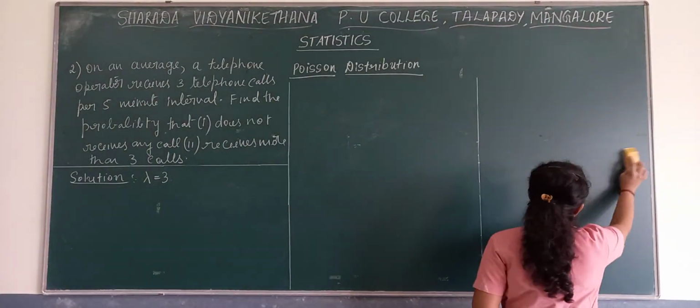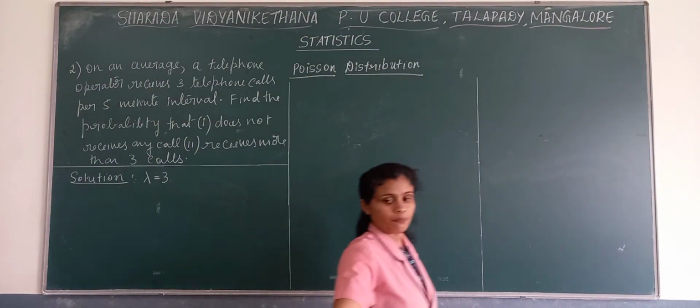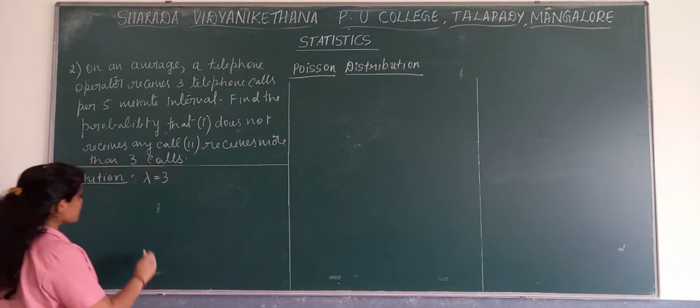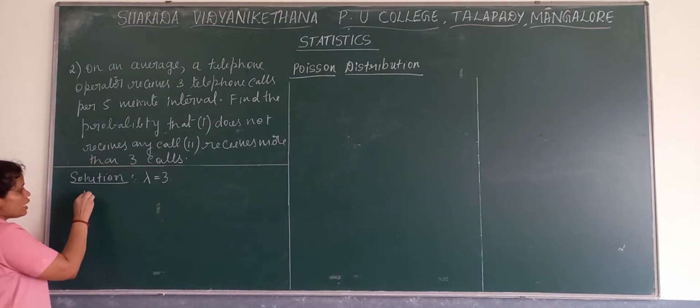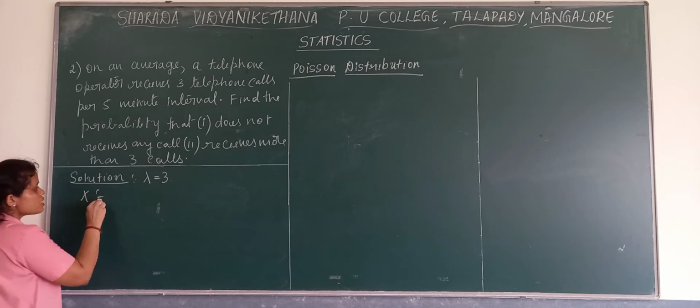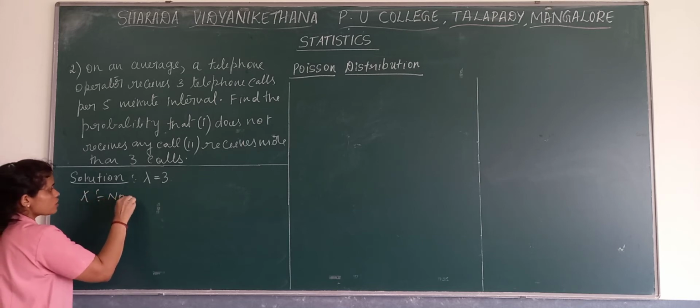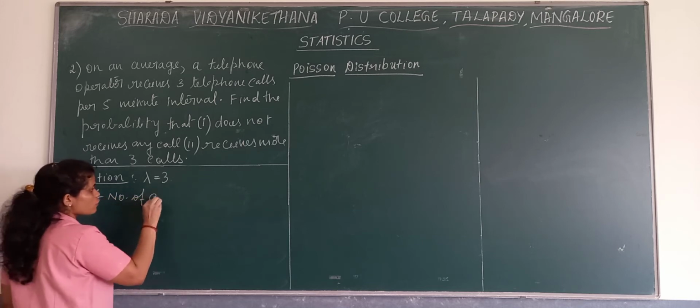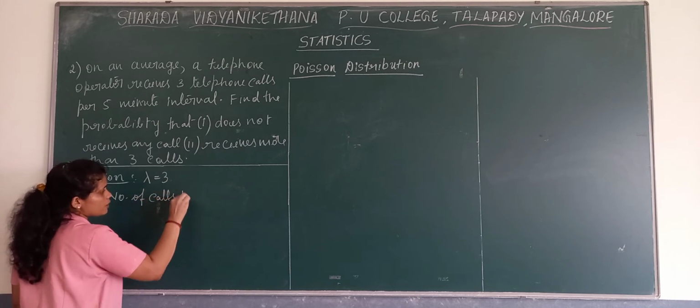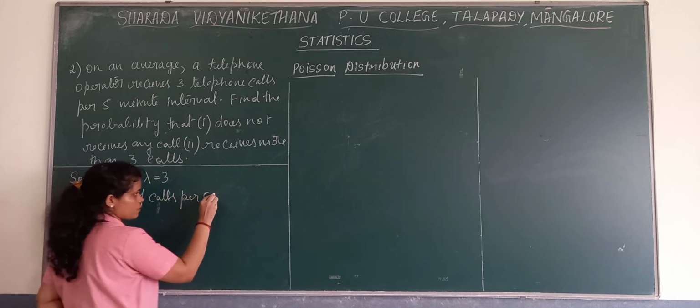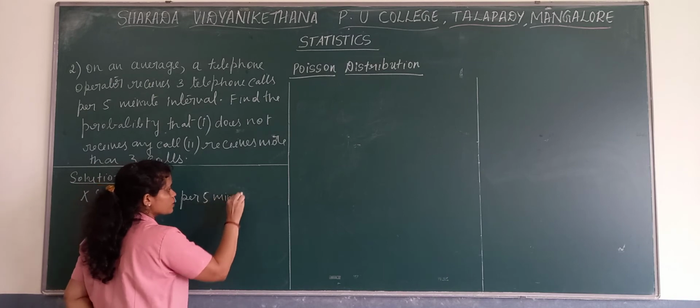Now we'll solve the problem. Now here lambda is 3. Now x we need to write, that is the number of calls per 5-minute interval.